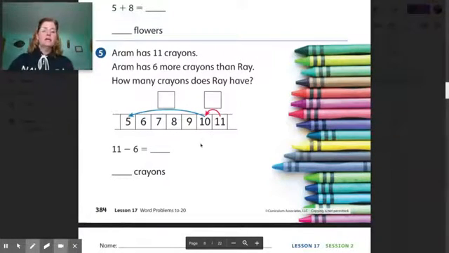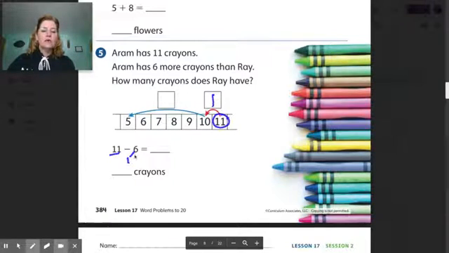Wow. Okay, so Aram has 11 and he has more crayons than Ray. So Ray has less, Aram has more. So we need to figure out how many more crayons Aram has than Ray. So we're starting off with 11. Okay, 11. And we're taking away 6 because that's how many more crayons Aram has than Ray. So we're making a 10 to add. And if we make a 10 to add, we're jumping 1, right?